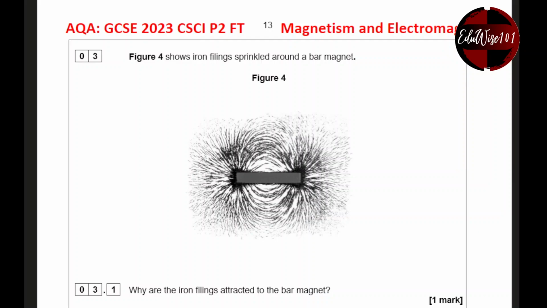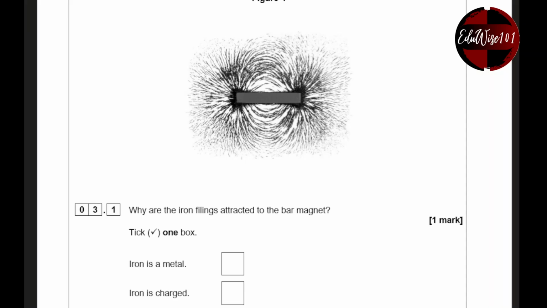In this video, I'm going to go through the 2023 Combined Science Physics Paper 2 Foundation Tier. Question number 3 is on the topic of magnetism and electromagnetism. Figure 4 shows iron filings sprinkled around a bar magnet. This is a practical that you would have done either in the class or seen as a demonstration.